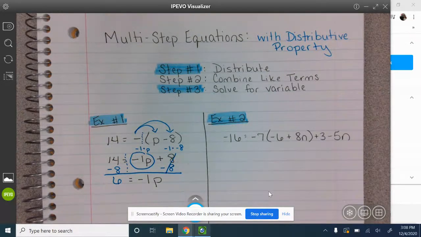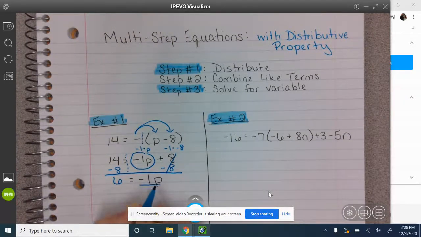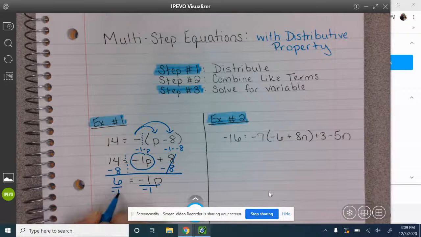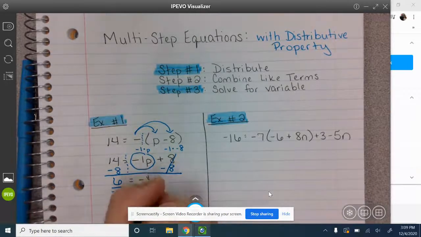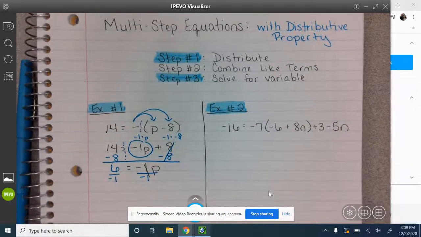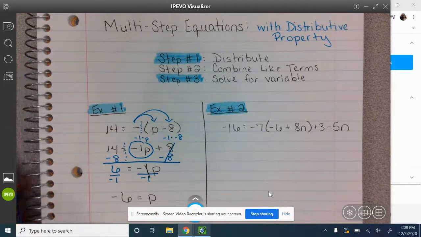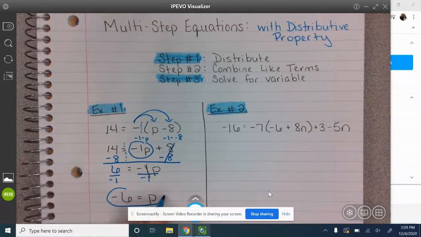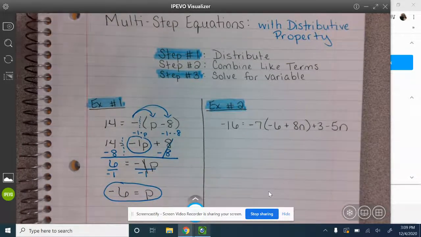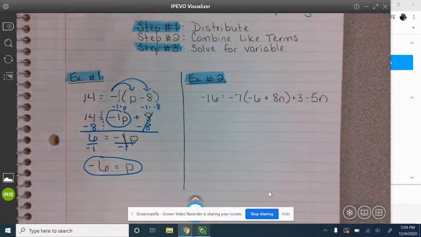So what is the inverse operation, or how do you undo multiplying? You're going to divide by negative 1 on both sides. So 6 divided by negative 1 will give you negative 6 equals p. And that would be your answer for this first one. The second one, it says negative 16 equals negative 7, parentheses, negative 6 plus 8n, parentheses, plus 3 minus 5n.